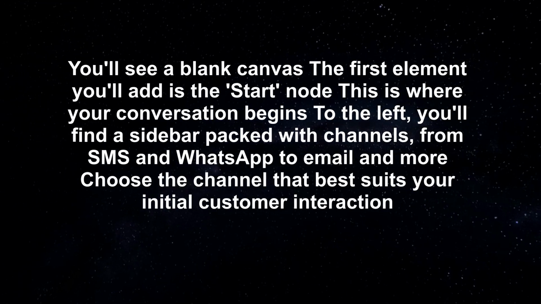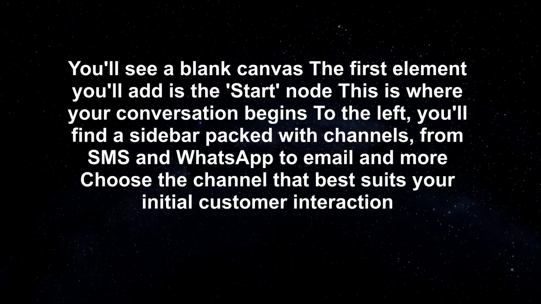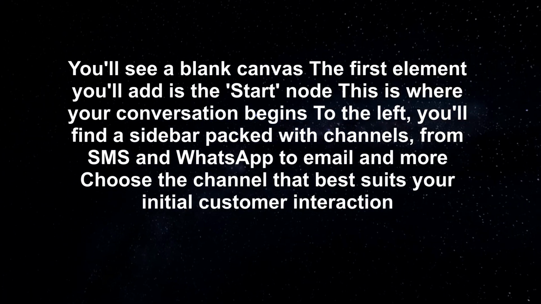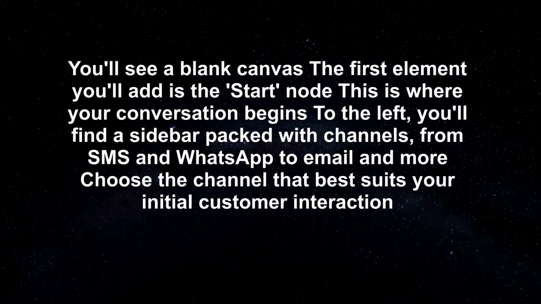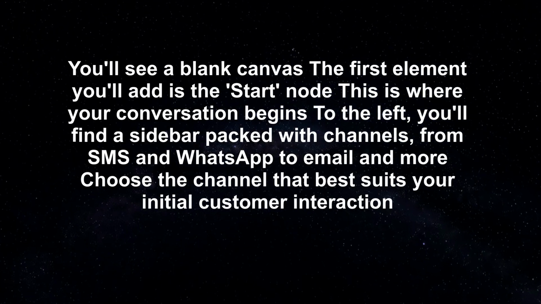The first element you'll add is the Start node. This is where your conversation begins. To the left, you'll find a sidebar packed with channels, from SMS and WhatsApp to email, and more. Choose the channel that best suits your initial customer interaction.